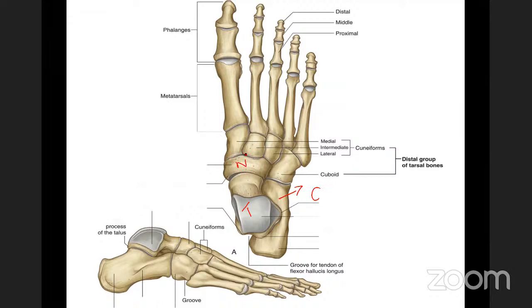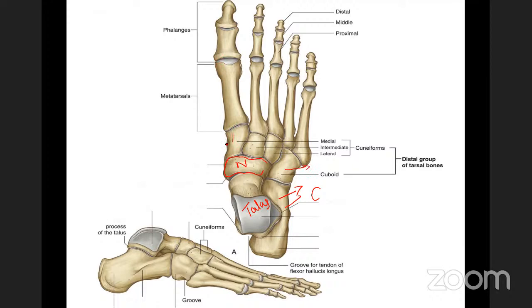the navicular bone. This boat-shaped bone is called the navicular bone, this is the talus. So this is the talus, this is the calcaneum, and this boat-shaped bone is called the navicular bone, and this bone is the cuboid. I'll repeat it once again. These three bones are called cuneiform bones.